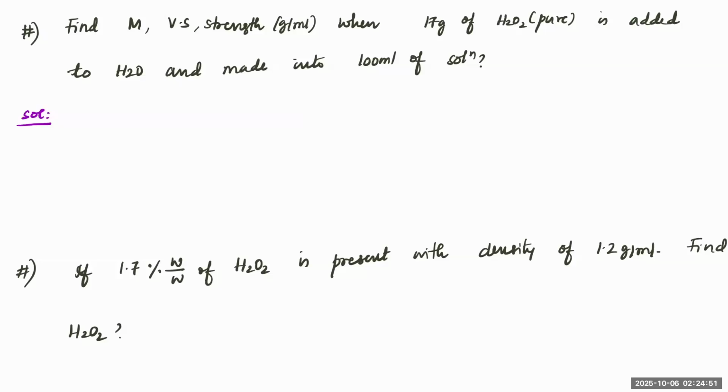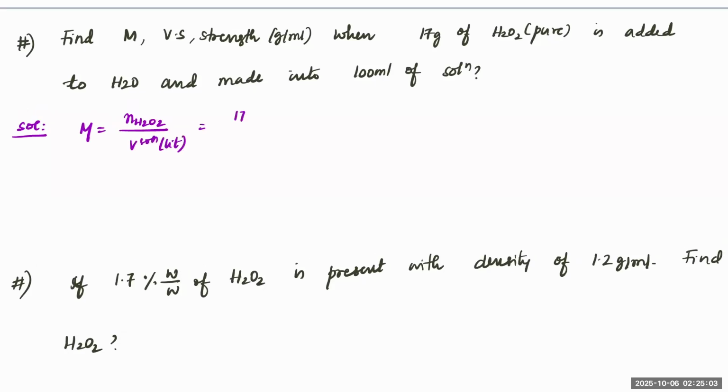Molarity is equal to number of moles of H2O2 divided by volume of solution in liters. This is the basic definition. So number of moles is 17 by 34, where 34 is the molar mass. The volume is 0.1 liters because it is 100 ml. So therefore, this is coming out to be 5 molar.